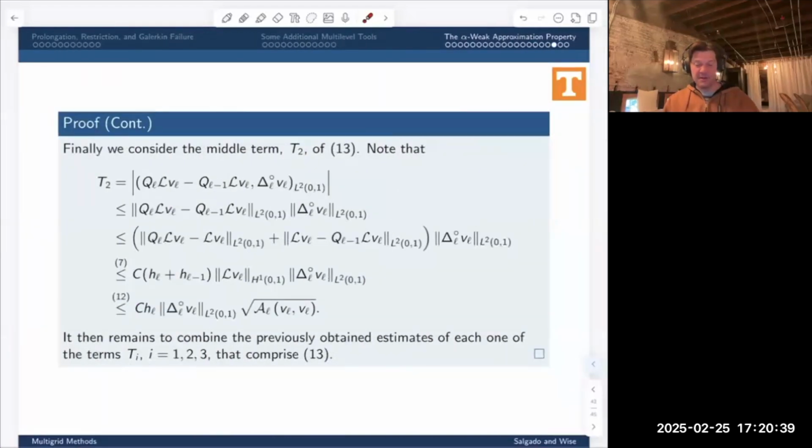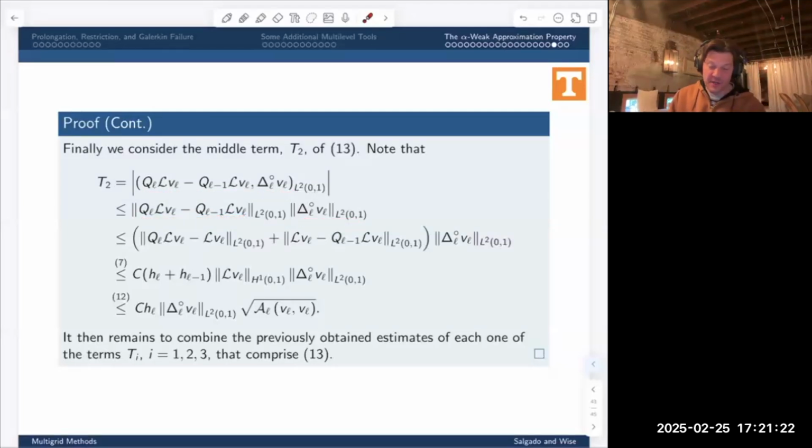So the only thing left here is to consider T2, the middle term. T2, the middle term, looks like that. So this was AL, but you can convert this to an L2 inner product by using the definition of the AL energy form. I'm going to take the Cauchy-Schwarz of both sides here using the Cauchy-Schwarz on L2. So that's just going to give me the difference of these functions here and that function by itself there.